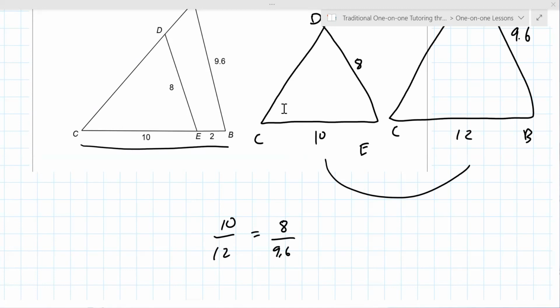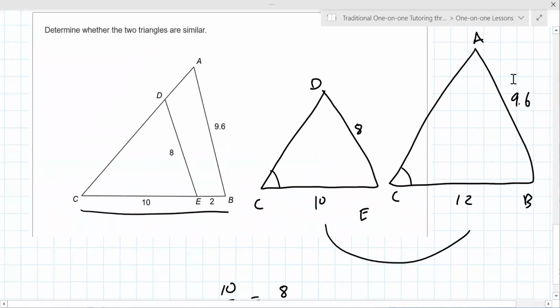See how they share an angle? Do you see how they share the angle? This angle is the same for both. And then you've got a side and another side.